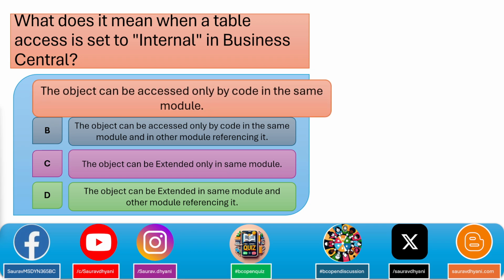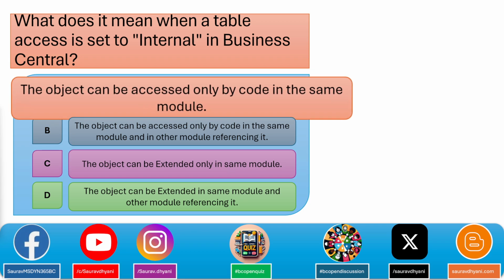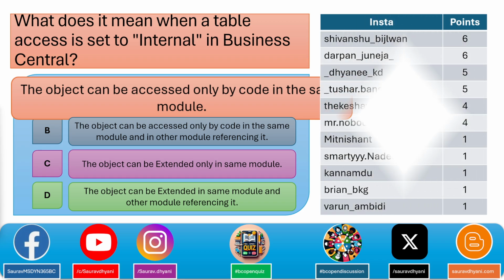The correct answer was that the particular object, or table in this case, can be accessed only by the code in the same module, which means the same extension. You can't refer to that object outside the current extension. In the same way, the leaderboard was updated. Again, Shivanshu and Darpan were on the top 2.